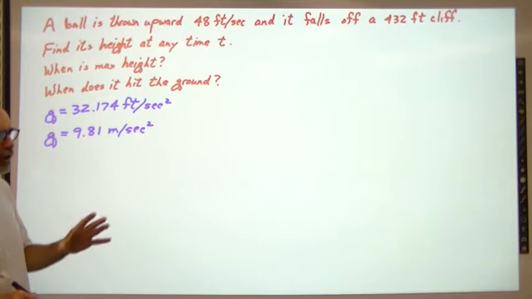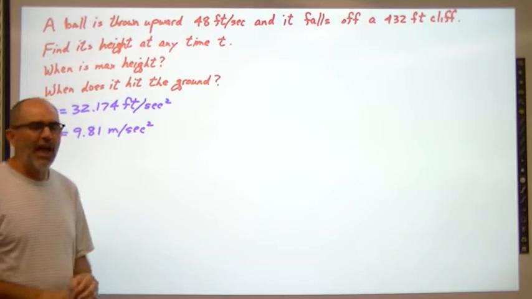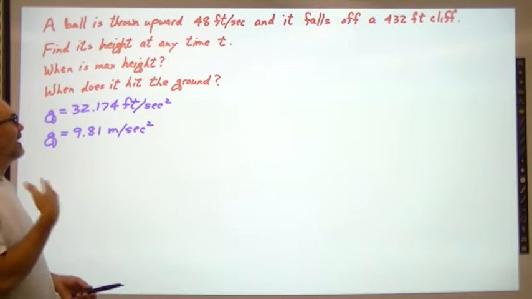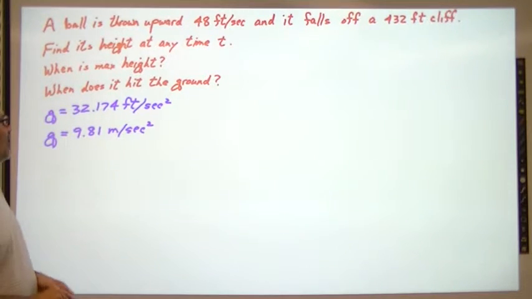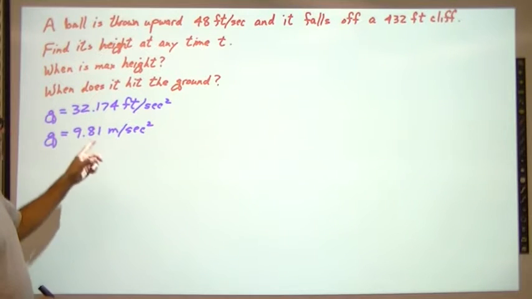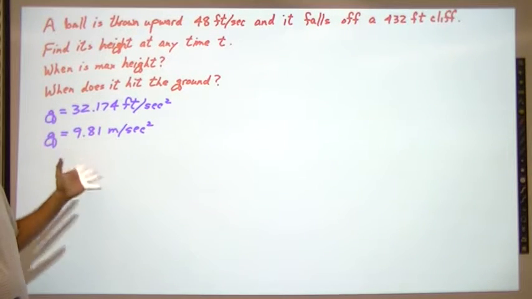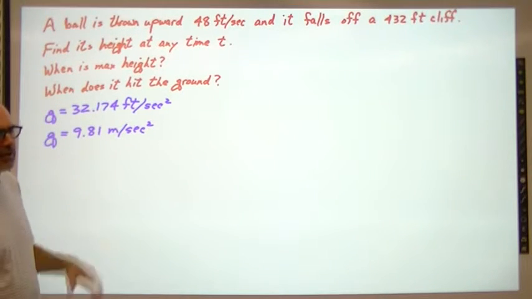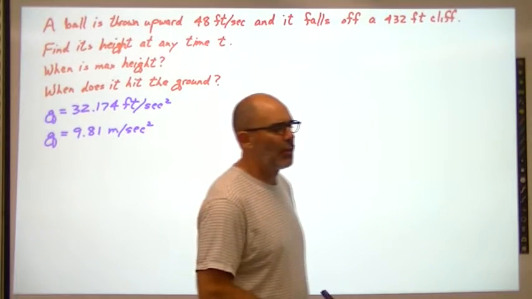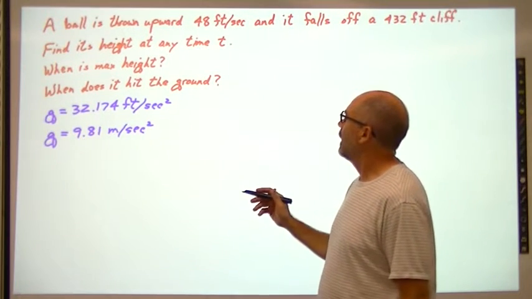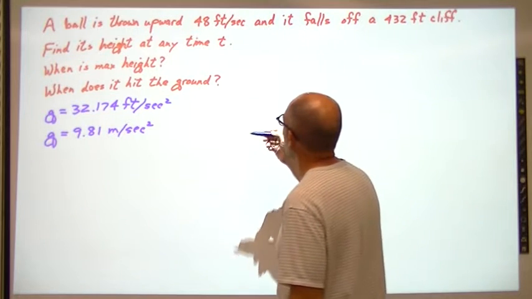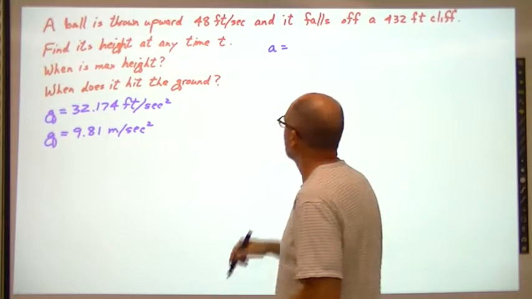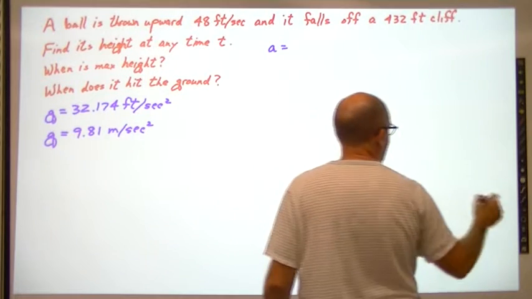Now, our book calls it just 32. I'd like you to actually learn 32.174 feet per second per second because that's what you're going to see in college. So just remember that number. And you might only know 9.8. It is actually 9.806 meters per second squared. Most people just round that off to 2 decimal places. So, okay. Now, the acceleration that we're dealing with is downward. So that means it's, well, let's write it like this.